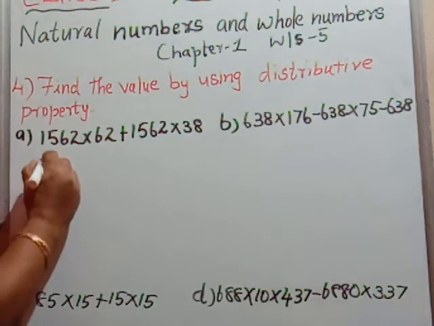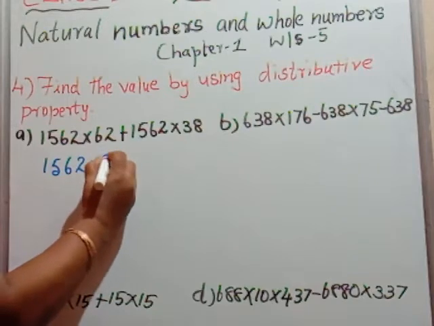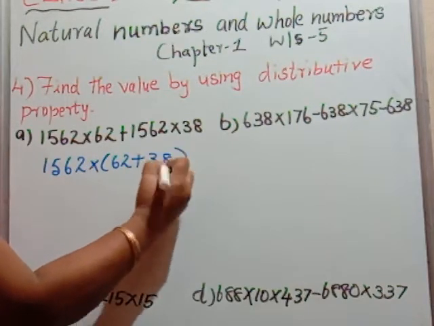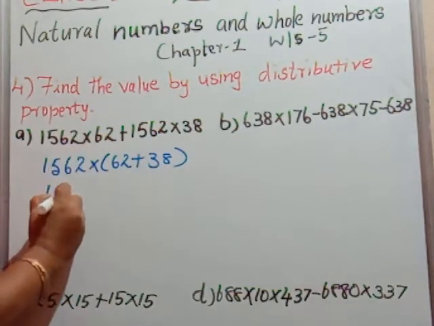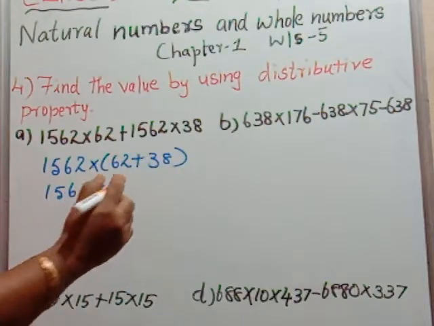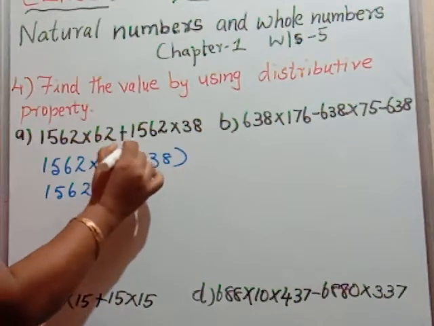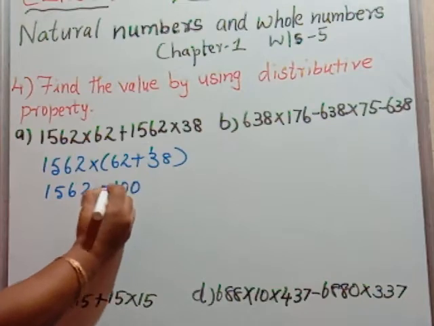Here the number 1562 is multiplied 62 times first, then 38 times next. So we are grouping that. Now first what we should do, we have to add what is given within the bracket. 8 plus 2, 10. Remainder 1. 1 plus 3, 4. 4 plus 6, 10.